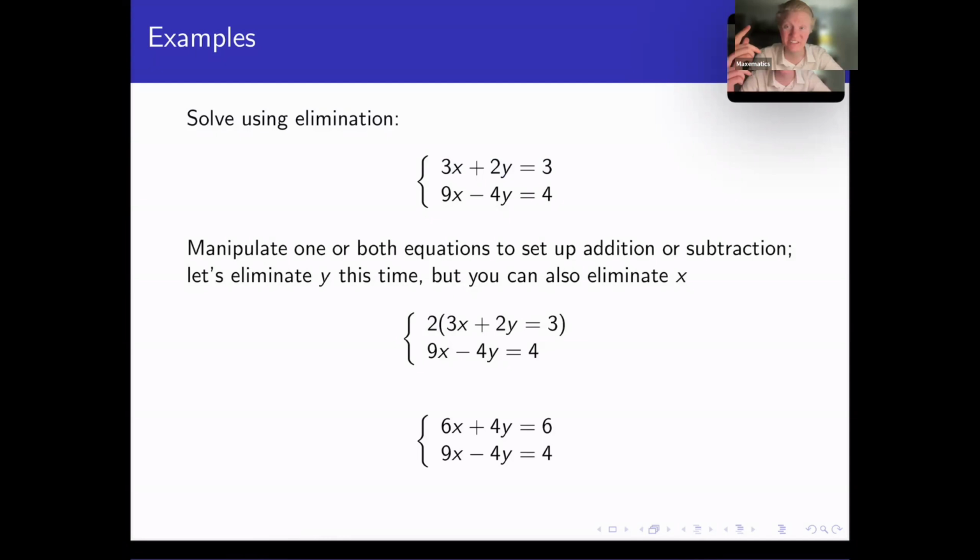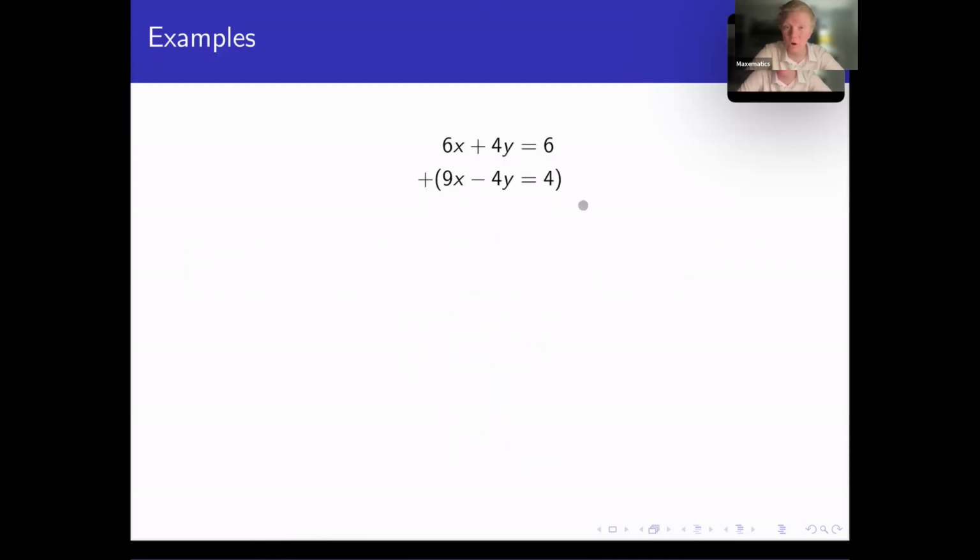And now it's a little clearer why we chose to do it this way, because now if we add the equations, notice we have plus 4y and -4y. When we add them together, plus 4y minus 4y is just going to go away. 6x plus 9x is 15x. 6 plus 4 is 10. Divide both sides by 15. And 10 over 15 is 2/3. There we go. Really nice.